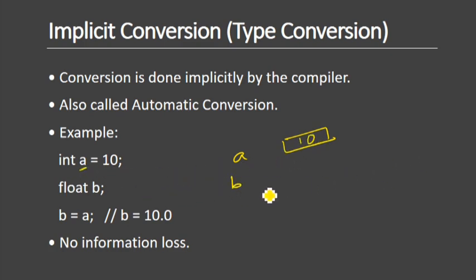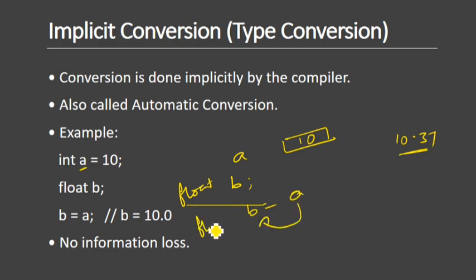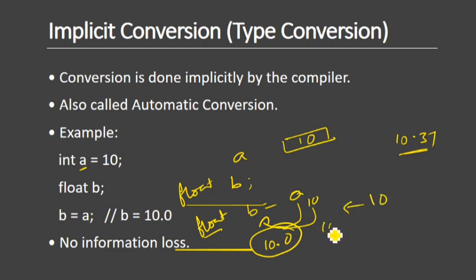Float b, so float means what, it has to accept decimal points, like 10.37. So here float b I'm declaring, but a is an integer value, and I'm assigning it to the float b. So integer 10 is going to convert into 10.0 because float accepts decimal point numbers. So when you are converting integer to float, 10 is changed into 10.0. 10 is an integer, 10.0 is a float.